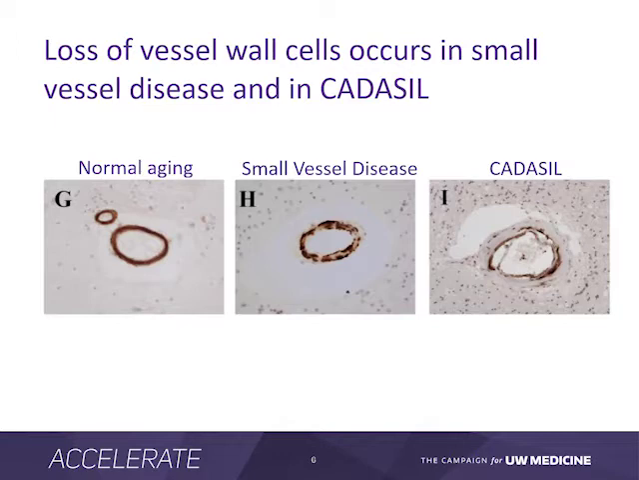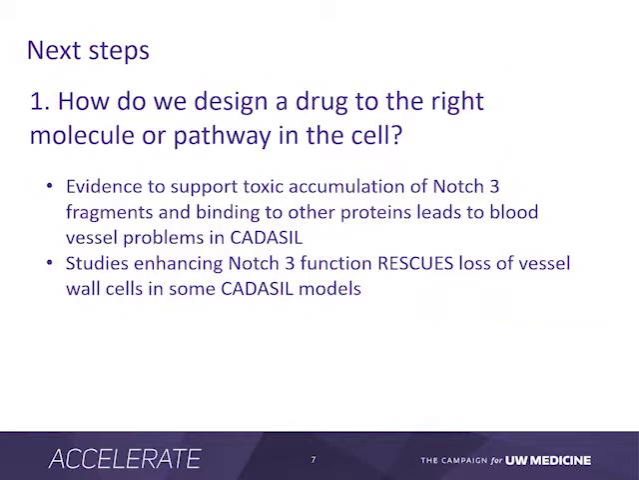Okay, so what are the next steps? What does all this mean? I think that was all just background to say, number one, if we want to create drugs, we need to know something very important. How do we design the drug to the right molecule or pathway in the cell? And what I've already sort of talked about is there's evidence to support both, either a toxic accumulation or a loss of function. And again, studies that have enhanced Notch3 signaling can actually improve the smooth muscle cell vitality.